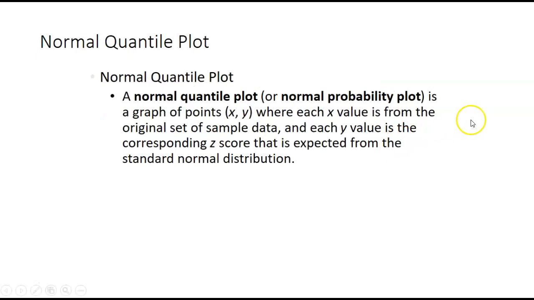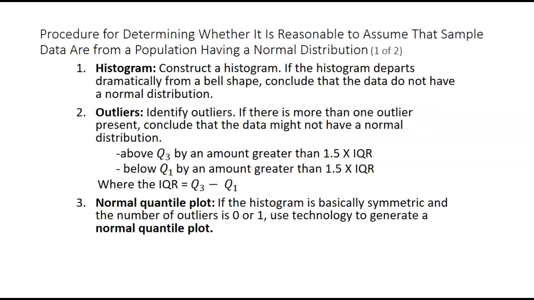A normal quantile plot, which is also referred to as a normal probability plot, is a graph of points where each x value is from the original set of sample data, and the y value is the corresponding z-score that's expected from the standard normal distribution. When we look at these normal quantile plots, we're going to be able to draw a conclusion about whether your population is normally distributed or not.